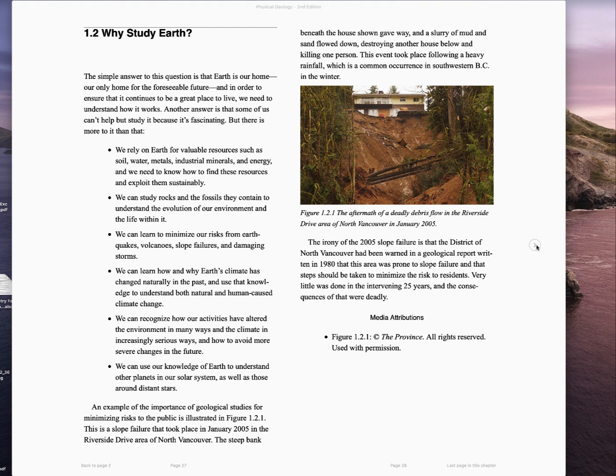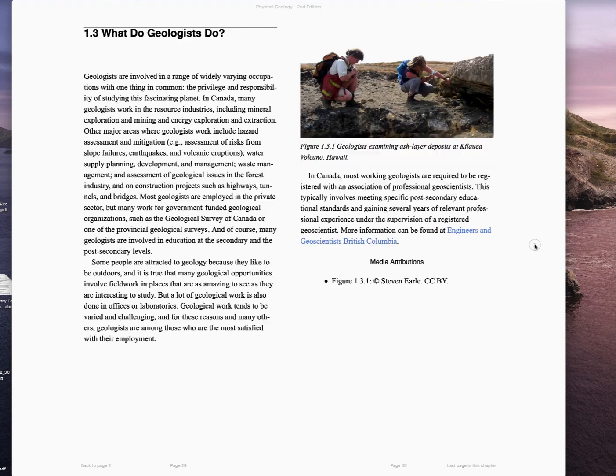But the other side of geology is really natural hazards, like this picture here of a landslide that happened in 2005 in Vancouver. Unfortunately, the author says here that there was a report done in the 1980s that said this area was susceptible to these landslides, and there was no retrofitting or no work done to support the structures, and sure enough, the landslide happened in 2005. So geologists also study Earth to make predictions or assess hazards like volcanic hazards, earthquakes, landslides.